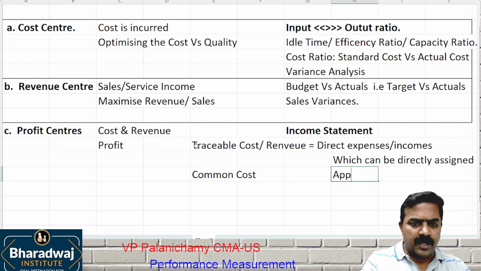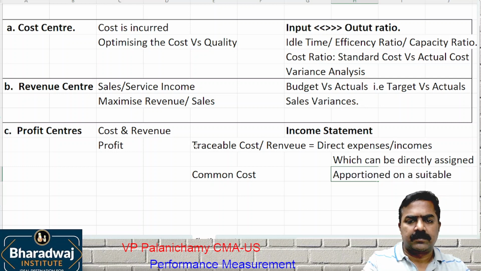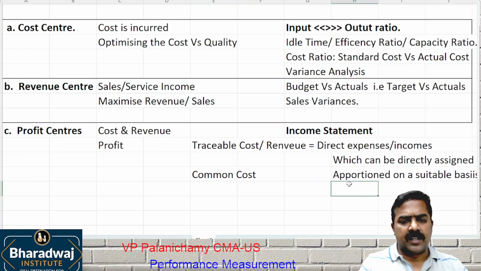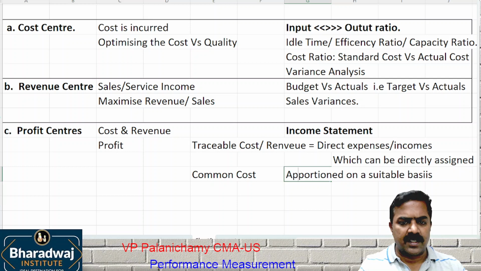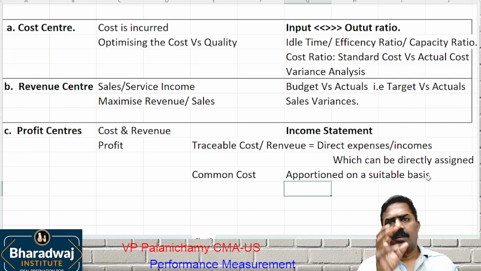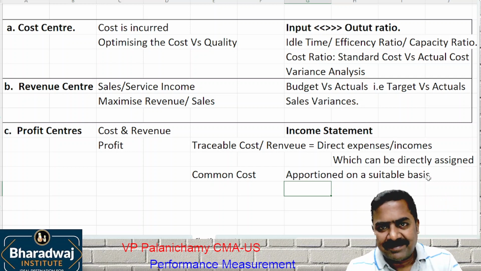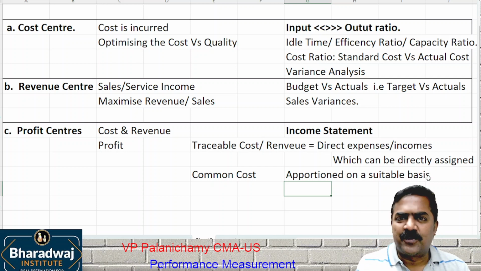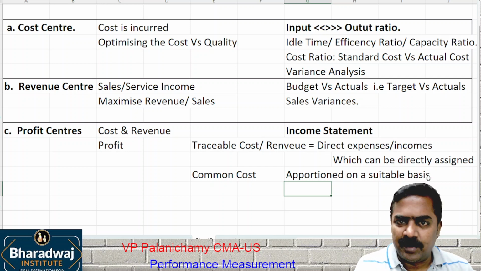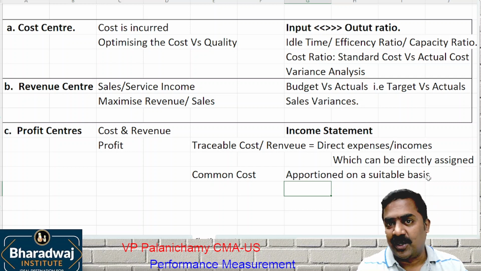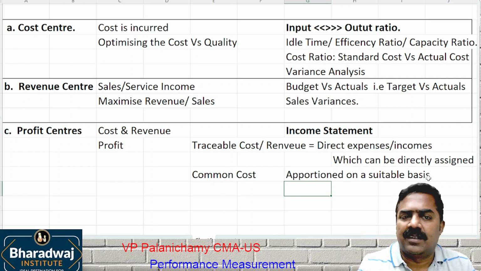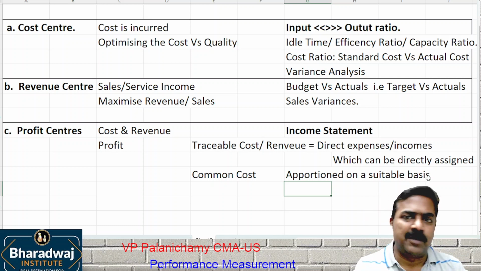Common cost has to be apportioned on a suitable basis. For example, there is a general manager for the stores. The salary to the general manager should be apportioned amongst various departments. On what basis? You have to put forward, depending upon the nature of organization. It can be based on number of employees working, or sales revenue, or volume and value of material, or space occupied. So there can be different parameters in which wages of a general manager can be apportioned.